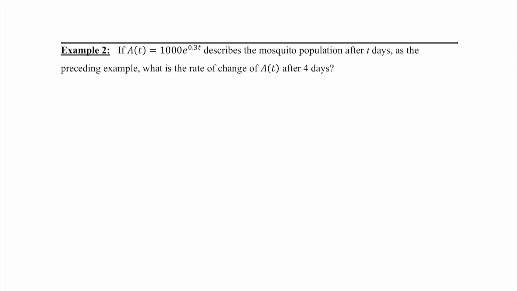Now, let's look at an application. We're given A of t equals 1000 times e to the 0.3t. This represents the mosquito population after t days. We are asked to find the rate of change of A of t after 4 days. So what we really need is A prime of t, and then evaluate it at t equals 4.